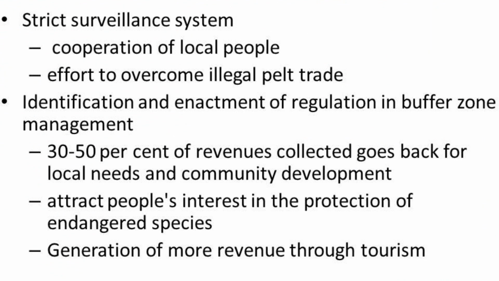A strict surveillance system is being developed with the cooperation of local people in some areas, and efforts at all levels are being made to overcome the illegal pelt trade in the country, including the Kathmandu pelt trade. Locally, people's participation in protected species conservation is essential. Based upon past experience, it is essential to get local communities involved in conservation and to provide alternative options for the predominant resources in the interest of long-term sustainability.